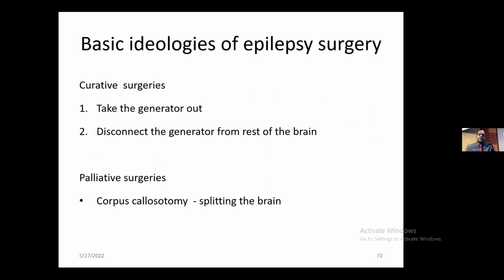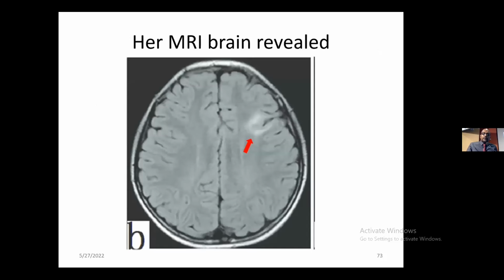Right. So when it comes to epilepsy surgery, in curative surgeries, either we are going to take the epileptogenic generator out, or we are going to leave the generator in but disconnect it from the rest of the brain. And there are palliative surgeries like corpus callosotomy, where we disconnect or split the brain at the corpus callosum to reduce the number of seizures.